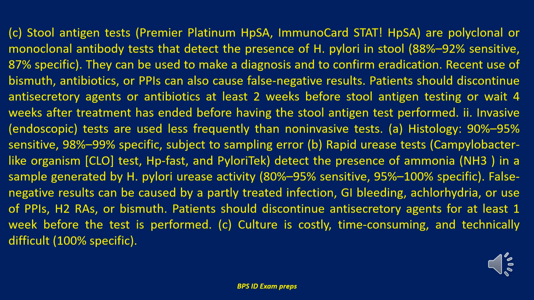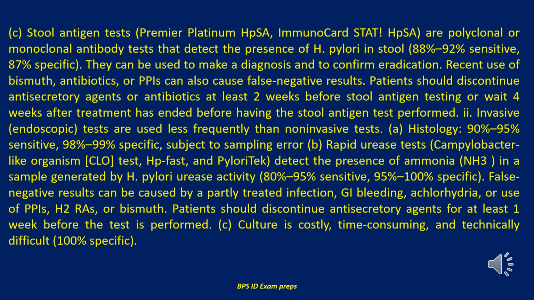2. Invasive endoscopic tests are used less frequently than non-invasive tests. A. Histology is 90% to 95% sensitive and 98% to 99% specific, subject to sampling error. B. Rapid urease tests, Campylobacter-like organism (CLO) test, HP Fast, and PyloriTek detect the presence of ammonia in a sample generated by Helicobacter pylori urease activity. It is 80% to 95% sensitive and 95% to 100% specific.